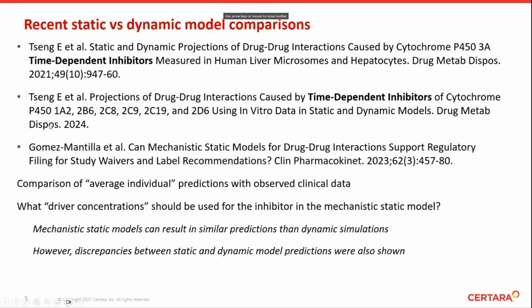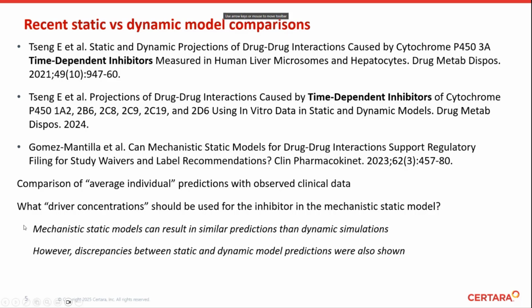And another paper from Boehringer Ingelheim, I believe, was looking at whether the mechanistic static models for DDI could be used to support regulatory filing and study waivers. And also in that case, they looked at the average individual predictions and compared them with observed clinical data.